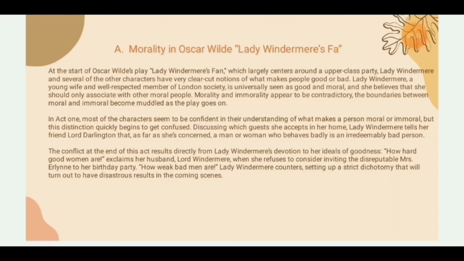The conflict at the end of this act results directly from Lady Windermere's devotion to her ideal of goodness. "How hard good women are!" exclaimed her husband, Lord Windermere, when she refused to consider inviting the disreputable Mrs. Erlynne to her birthday party. "How weak bad men are!" Lady Windermere countered, setting up a strict dichotomy that will turn out to have disastrous results in the coming scenes.